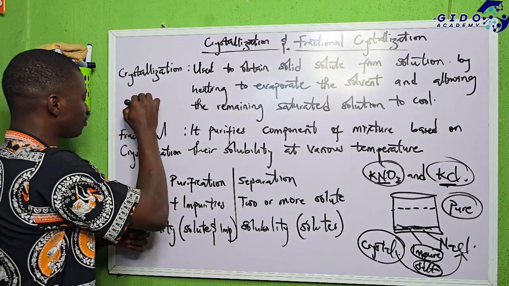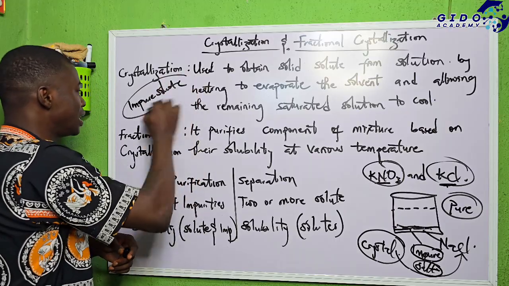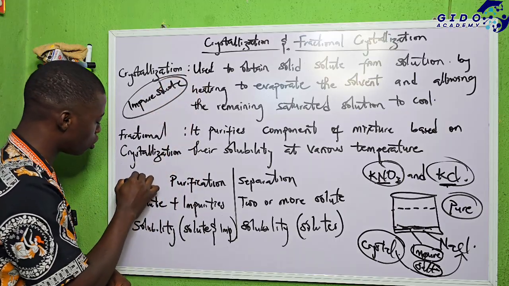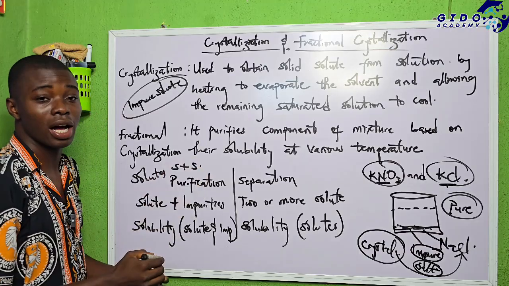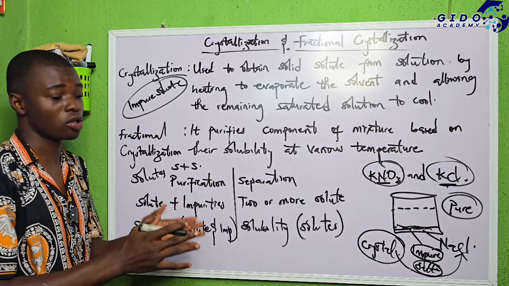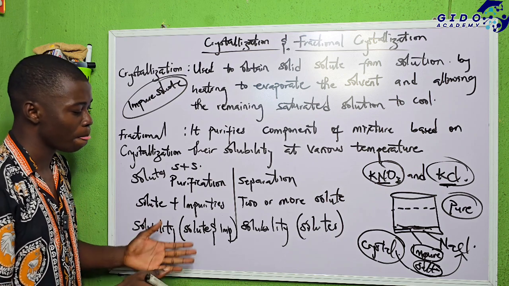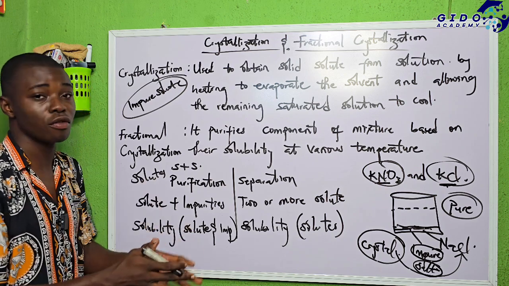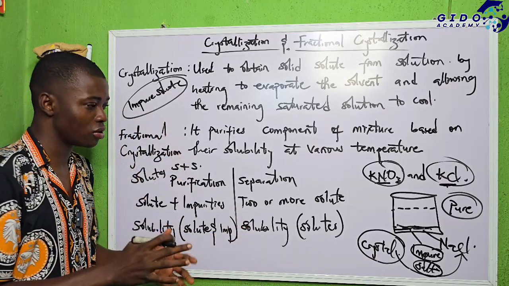So crystallization is all about an impure solute. While this one is usually between solutes, which can be salt plus sugar, or salt plus salt, or sugar plus sugar. But at the end of the whole thing, they have different solubility. It is used for separation of solutes in solvent. So this is what you use fractional crystallization for.